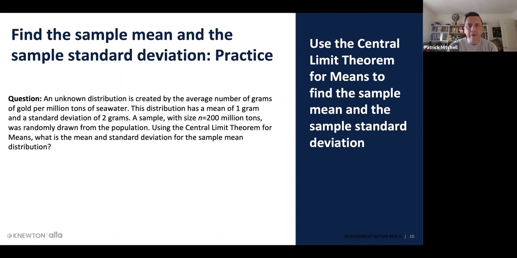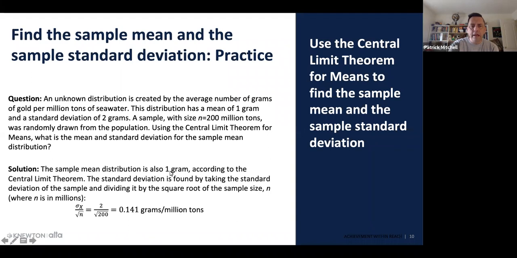All right, here's another example. Again, pause the video if you'd like to try this one first. An unknown distribution is created by the average number of grams of gold per million tons of seawater. This distribution has a mean of 1 gram and a standard deviation of 2 grams. A sample with size n equals 200 million tons was randomly drawn from the population. Using the central limit theorem for means, what is the mean and the standard deviation of this sample mean distribution?